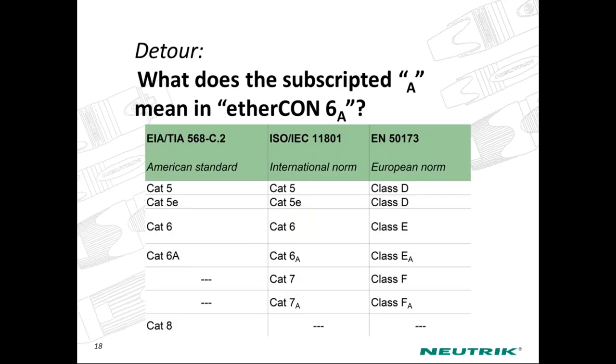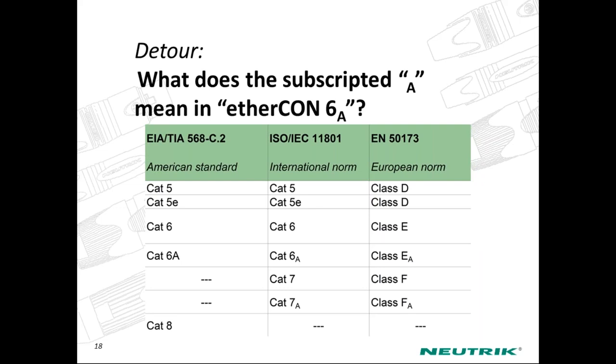Typically all of these norms are international between EIA, TIA, and ISO standards. But when it came to Cat 6A, there was this massive disagreement between basically the Americans and the Europeans, and they were not able to harmonize the standards, which is very rare. So the U.S. standard is Cat 6A with a standard A. The international standard is Cat 6A with a subscripted A. And the difference is that the European standard is more rigid, especially when it comes to crosstalk. So the Cat 6A standard, which is the European standard, is higher performing than the American standard.